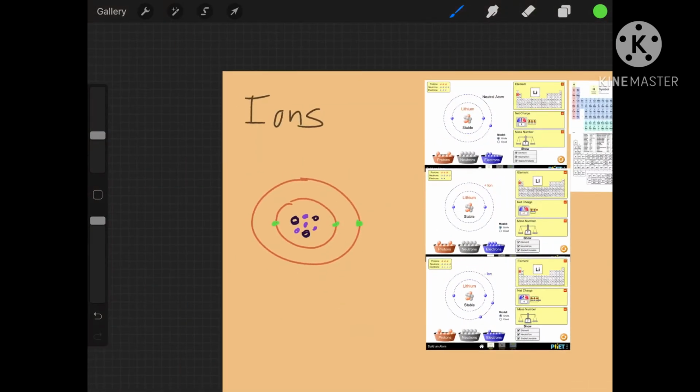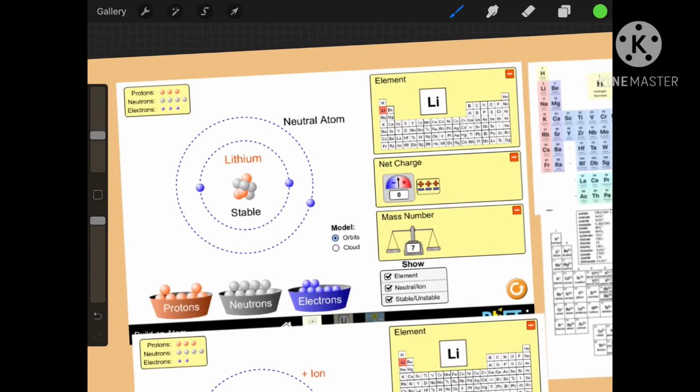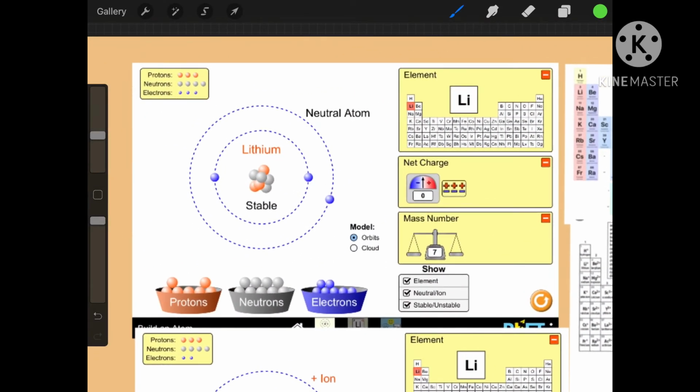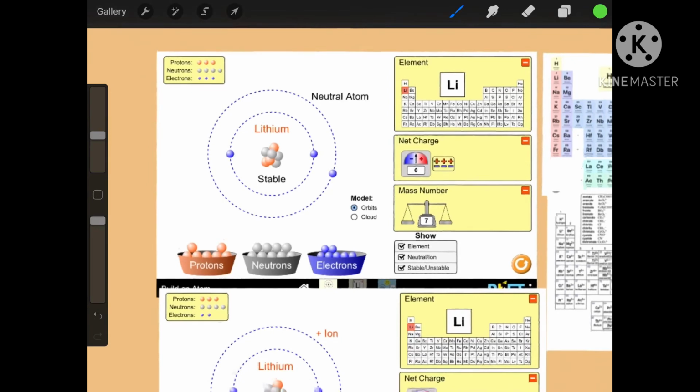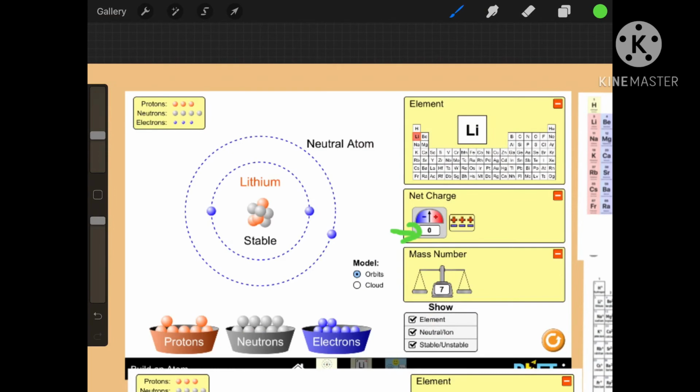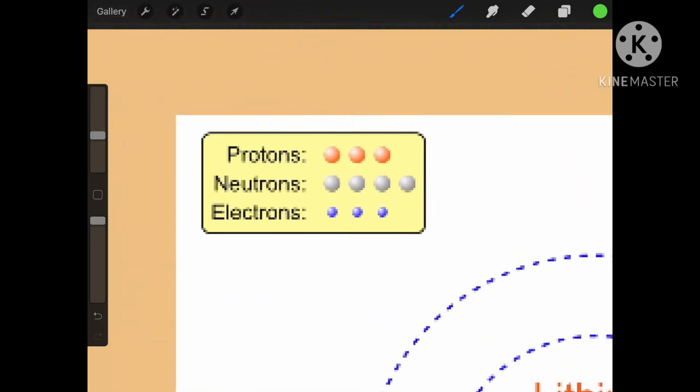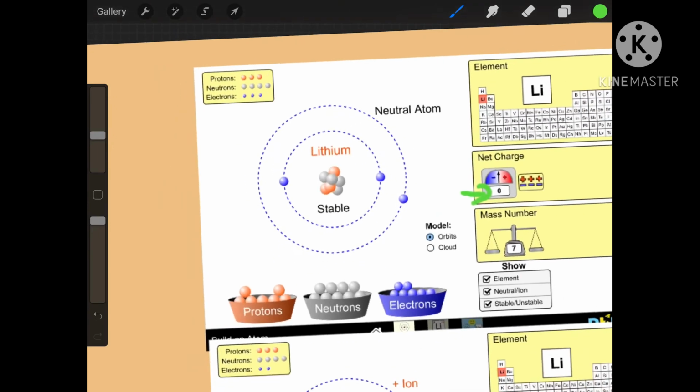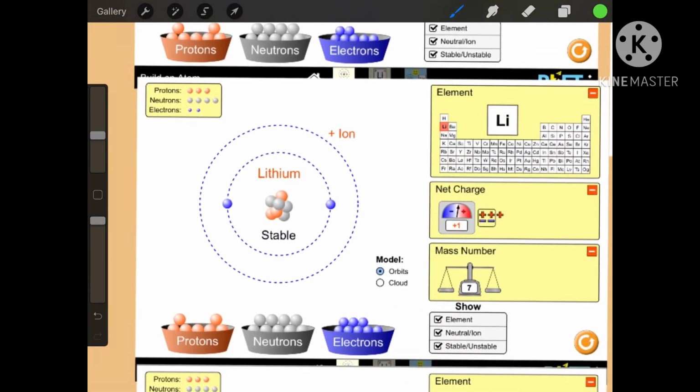This website is called the PhET atom builder. You can drag these little pieces up and make something. So this is a neutral atom. If you look on here, it shows that our charge is 0, meaning that this atom is neutral, right? And up here it shows you the protons, neutrons, and electrons because that's how many you have in here, right? But if we go down here, this is a positively charged ion.